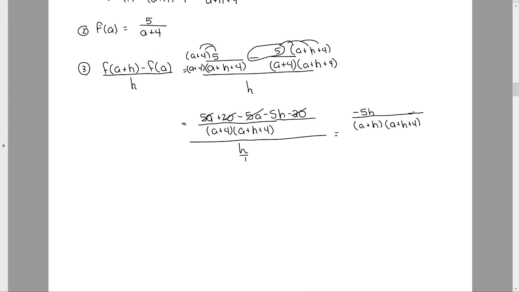And then do the keep, change, flip. So we keep the top fraction, change division to multiplication, and then flip h over 1 to 1 over h. My h's will cancel. Since it's all multiplication and division, I can go ahead and cancel out the h's. I'm left with negative 5 times 1 over, and then just leave that factored, a plus h times a plus h plus 4.